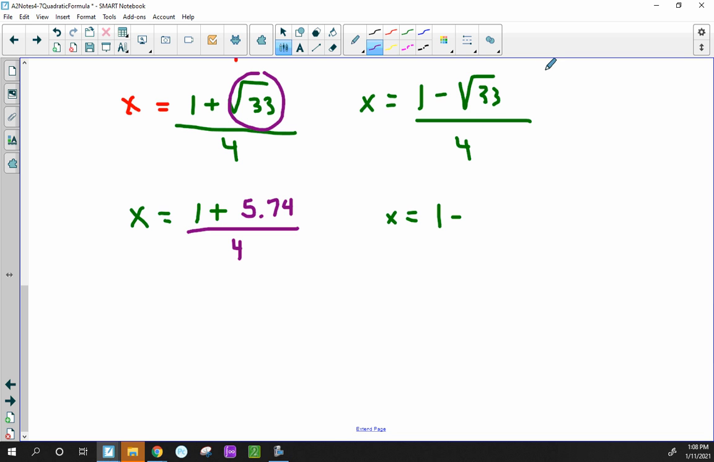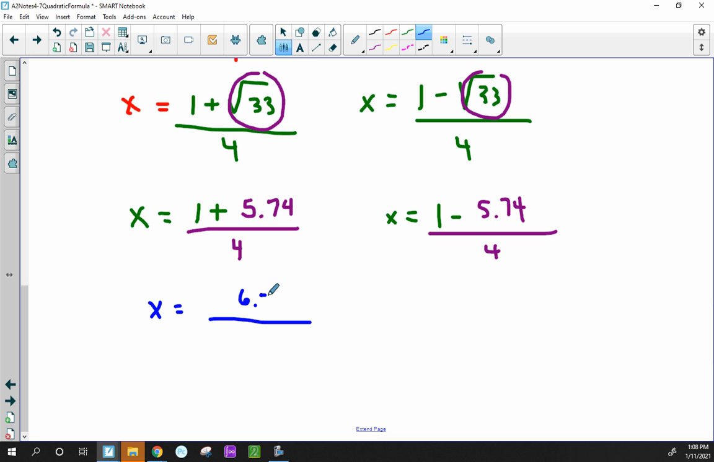Okay, and then we're going, same thing. This is the same problem, so I would expect to get 5.74. And then to complete this, just use your calculator. Of course, you want to make sure that you're simplifying the numerator first. So 1 plus 5.74 is 6.74. And you're going to divide that by 4. Okay, so we'll do that now.